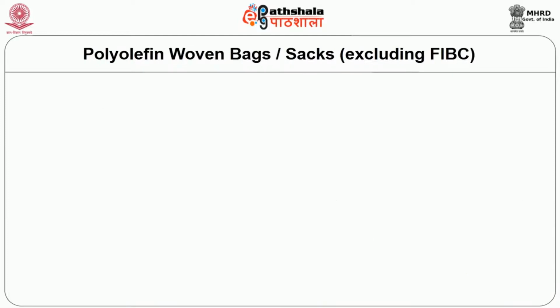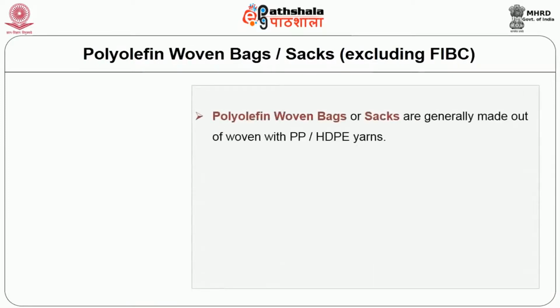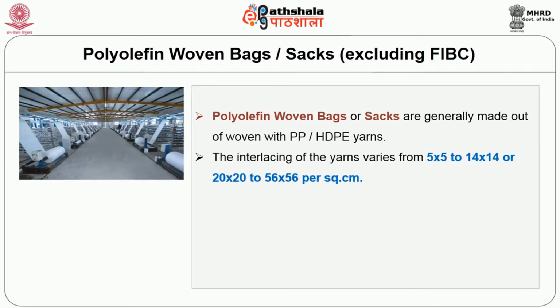First one is the polyfilament woven bags or sacks. These are generally made out of woven material with PP or HDPE yarns. They are interlaced into yarn varieties from 5x5 to 14x14 or 20x20 to 56x56 square meters. The various ranges depend upon the product to pack in.